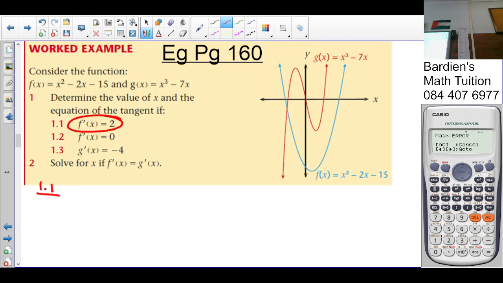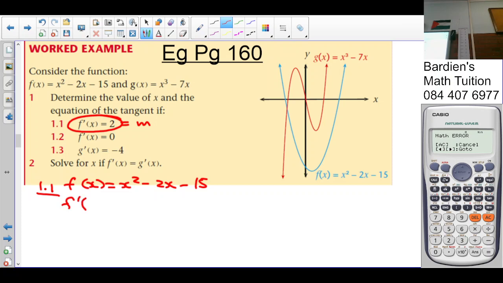So what is this? What is that, people? That is your gradient. Not so? So that's your gradient of 2. The question says determine the value of x and the equation of the tangent. So if the gradient is 2, how do we get to f prime of x? You take your first derivative of f of x, not so? So your f of x is equal to x squared minus 2x minus 15, okay? Sorry about that.